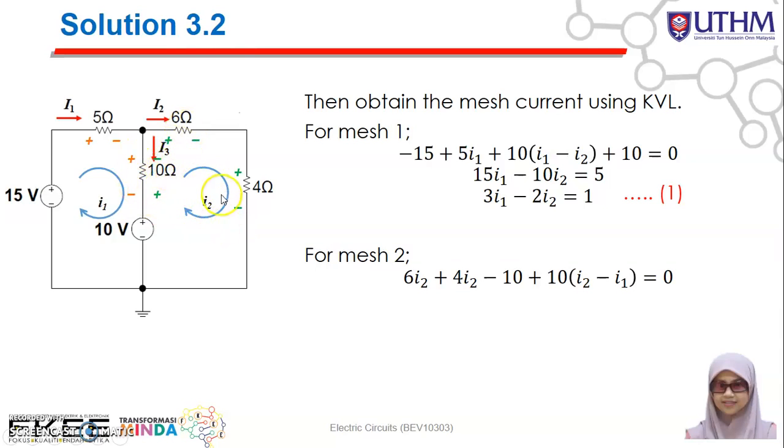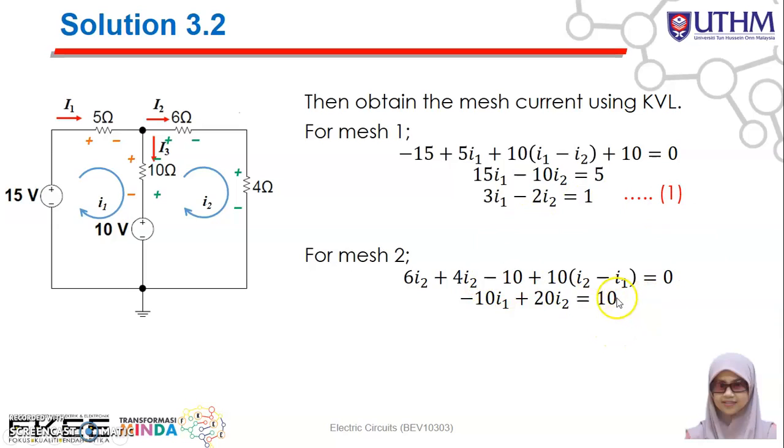Okay, so 10 multiplied with I2 minus I1 equal to 0. And then after that, we can further simplify our equation. So here I have 10 multiplied with negative I1, so that's why I get negative 10I1. So here is 6I2 plus 4I2 plus 10I2 is equal to 20. So plus 20I2 is equal to, here negative 10, we bring to this side, I get 10.